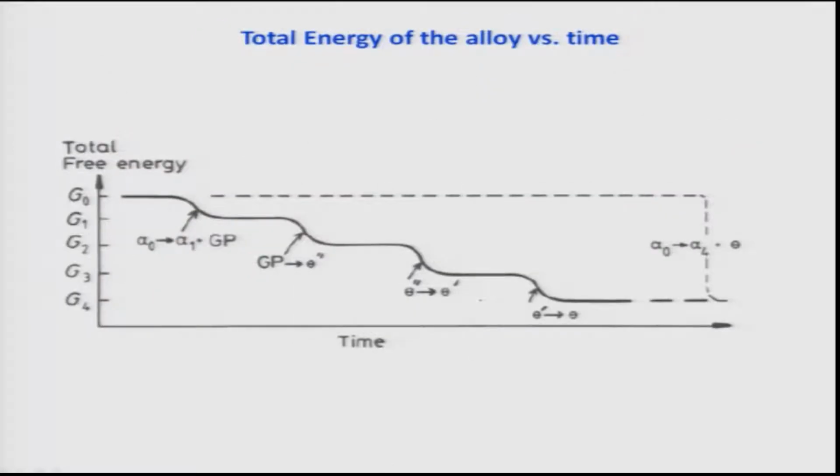And again I am showing you total free energy versus time. If it has to change from G0 to G4, that is the total free energy change, but it happens in a slow manner. First it decreases this much forming GP zones, then it decreases this much to form theta double prime, then it decreases this much to form theta prime and theta.